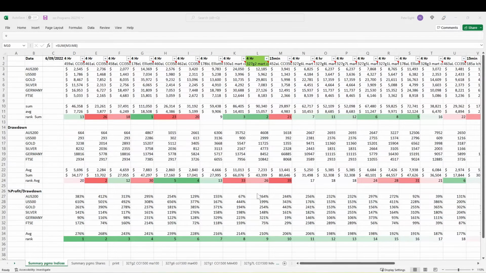43,399. So basically the last bit is the profit over drawdown percentage, and that's basically the profit generated, or the revenue generated, divided by the drawdown gives us a profit over drawdown percentage. So that just gives us a total of 210% average overall, which ranks 9th in our programs tested.